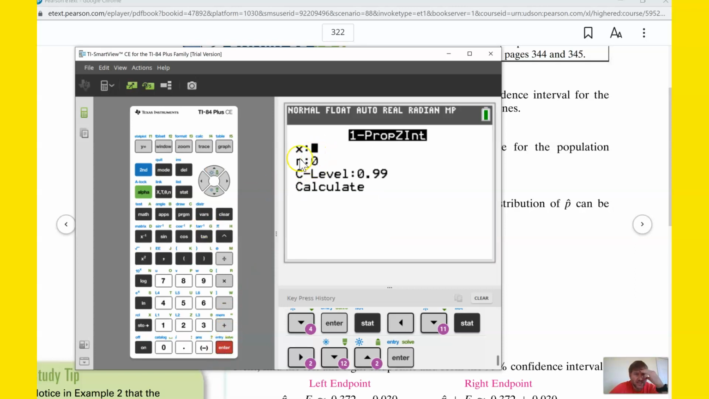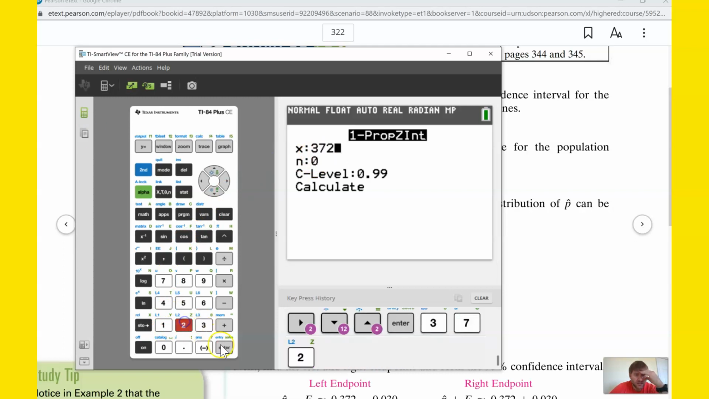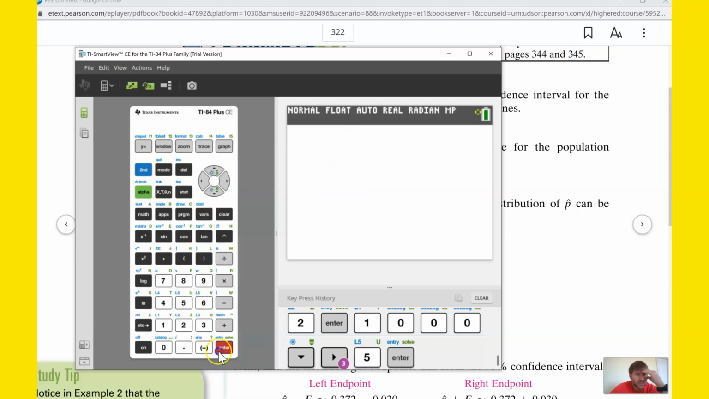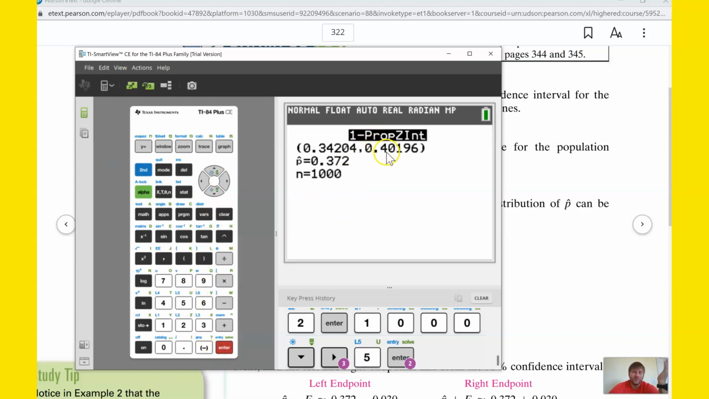All right, x is the number of successes in our sample, so that would be 372 in this case. And n would be the number of trials in our sample, that would be 1,000 in this case. And the confidence level we want is 0.95 according to what we're told in the question. And so we just hit calculate, and that gives us our confidence interval. That's really simple. So that's a good simple way to do it.